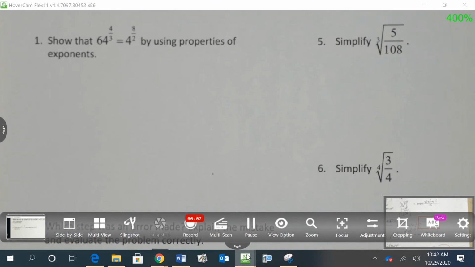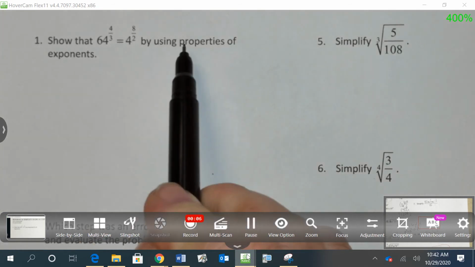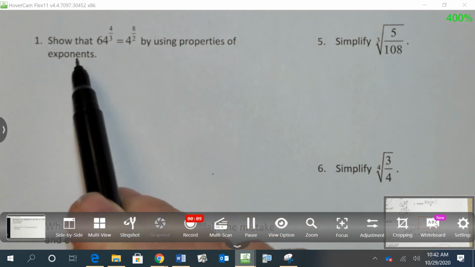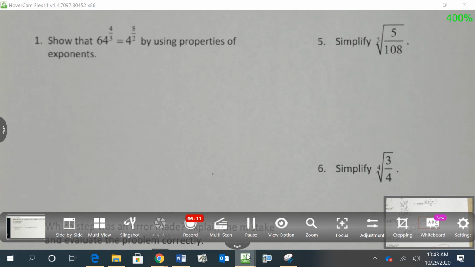So the first two problems today come from a learning objective that wants us to look at the properties of exponents that you learned yesterday in yesterday's video and apply them. That's going to be the first two problems. So how do we do this?